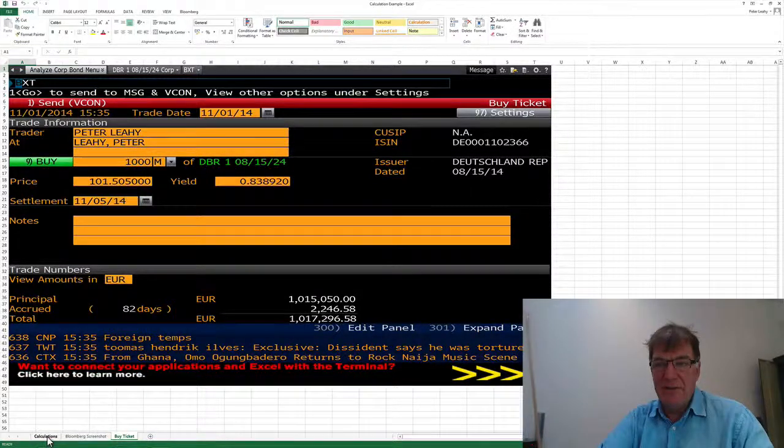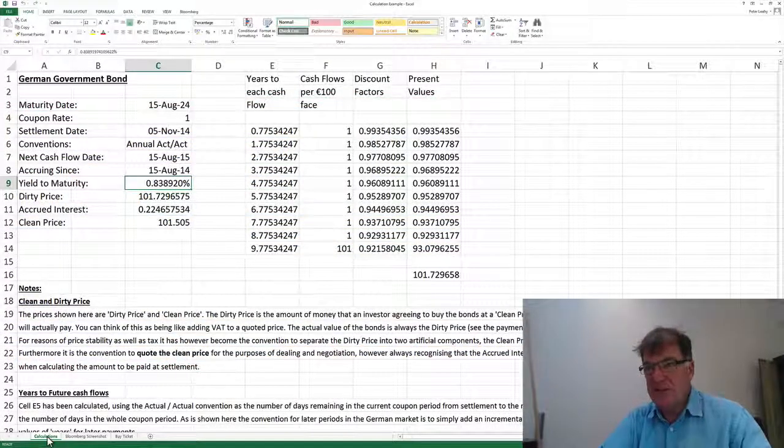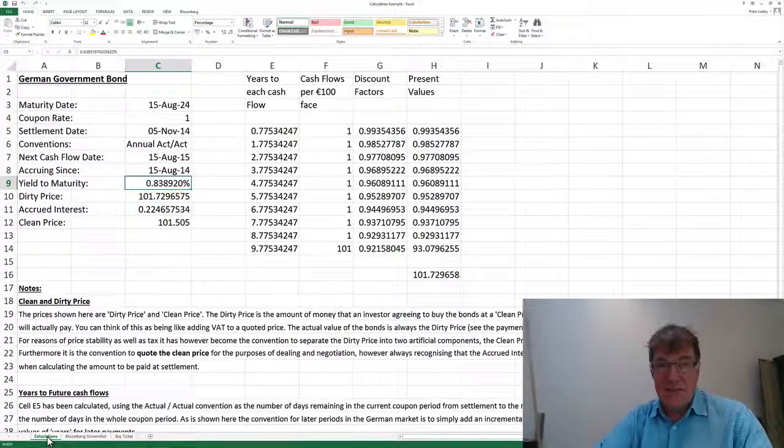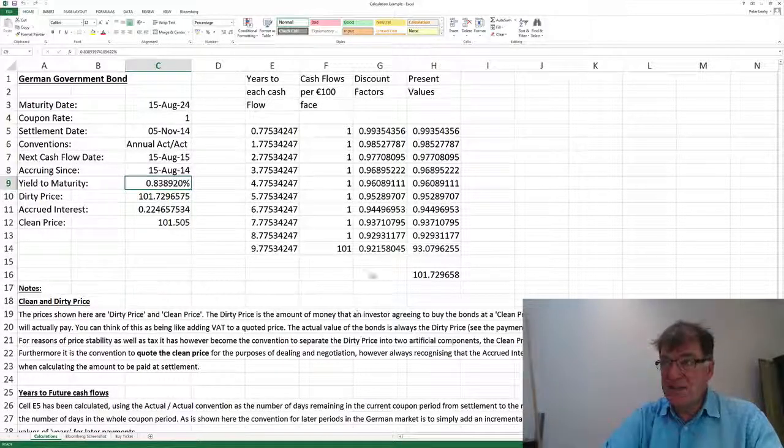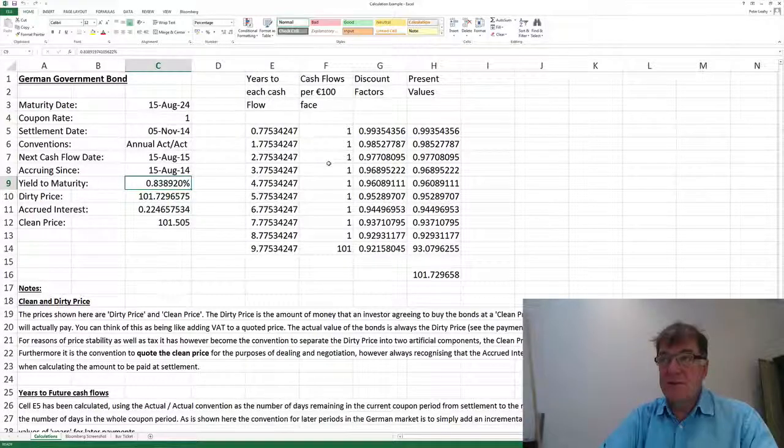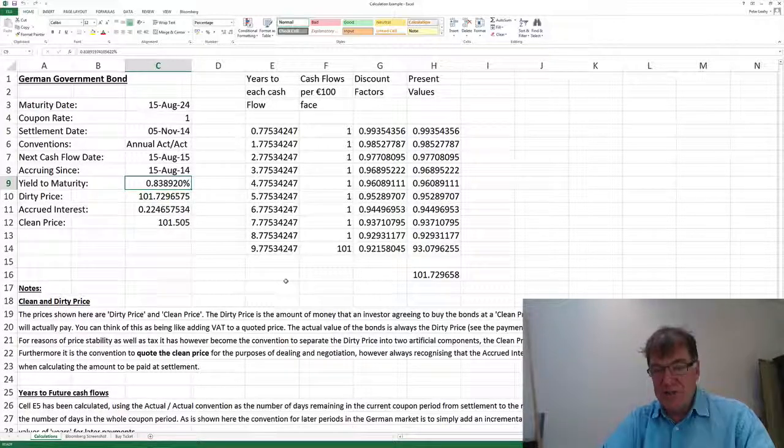And what I've then done, back on the calculations tab, is show how we perform calculations of yield to price and price to yield, how we set out the cash flows, and how we calculate the term to each payment. We will add to this spreadsheet in later modules when we come to look at sensitivities such as duration, modified duration, DV01, and convexity.